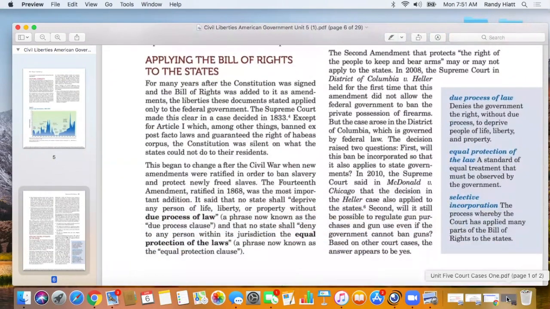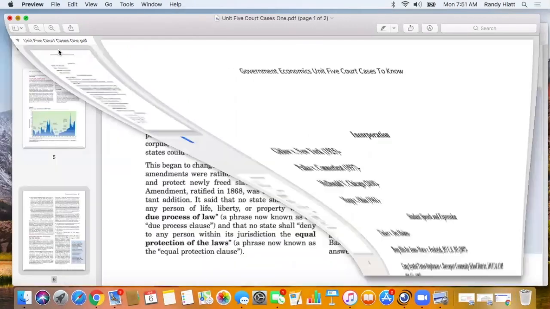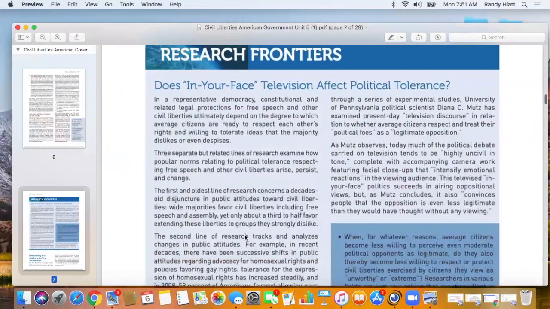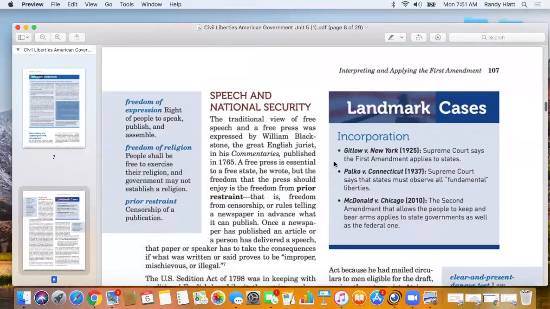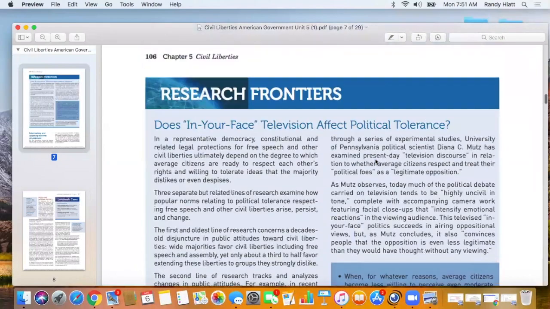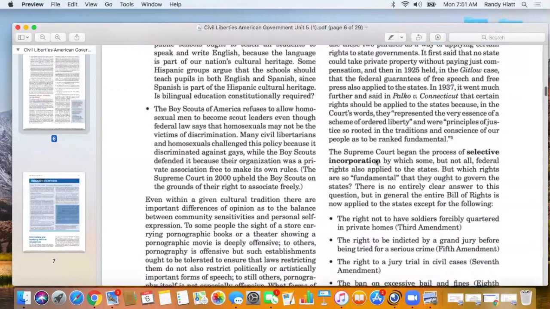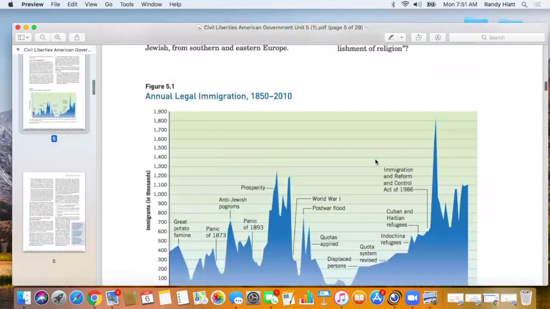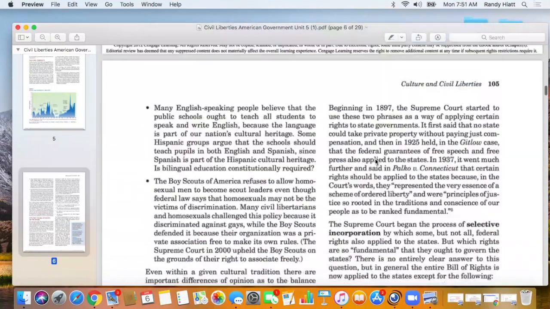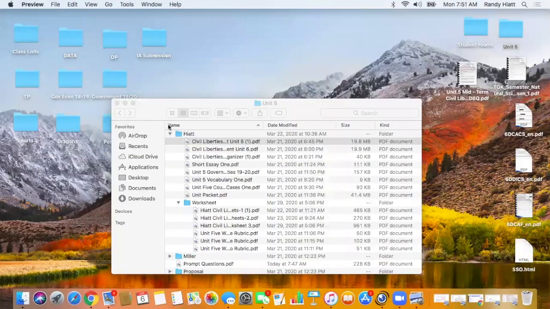Let me show you the quick way to do this. This is incorporation. If we go down here, incorporation, landmark cases, Gitlow versus New York. We'll find the Supreme Court says that the First Amendment applies to states. So Gitlow versus New York helped apply the First Amendment to states, and it had to do with incorporation. Now, there's probably more information inside the chapter that you want to look up. That's up to you, because remember, you want to be able to use this as a reference doc for your essays. You can find all of those court cases inside that or inside your worksheets.